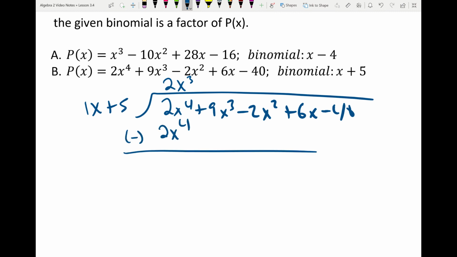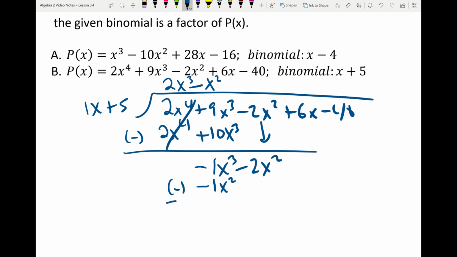We're going to subtract. 2 times 5 is 10, so it'd be 10x cubed. So we subtract, so that goes to 0. 9 minus 10 is negative 1. Bring down this guy. So 1 goes into negative 1, negative 1 times, and x goes into x cubed, x squared times. Negative x squared times positive 5 is negative 5x squared. So we got 2 negatives here, so that's positive. 2 negatives here, positive, so that goes away. Negative 2 plus 5 is 3x squared.